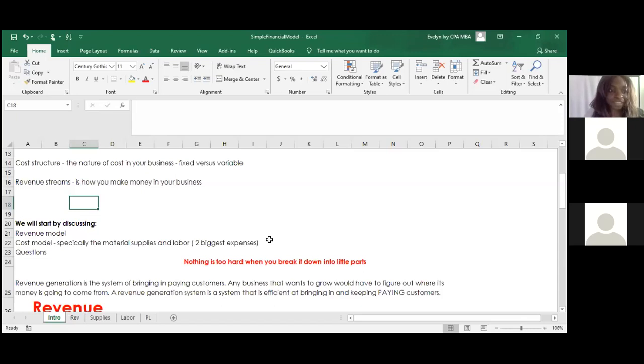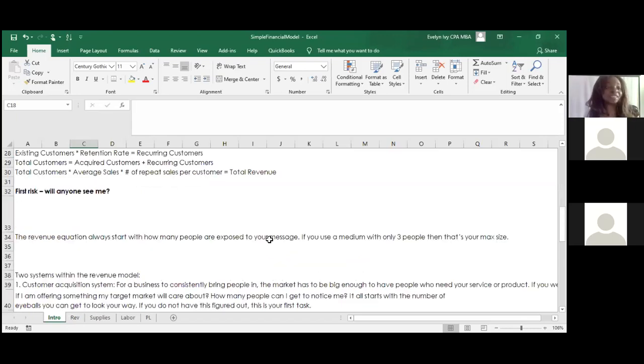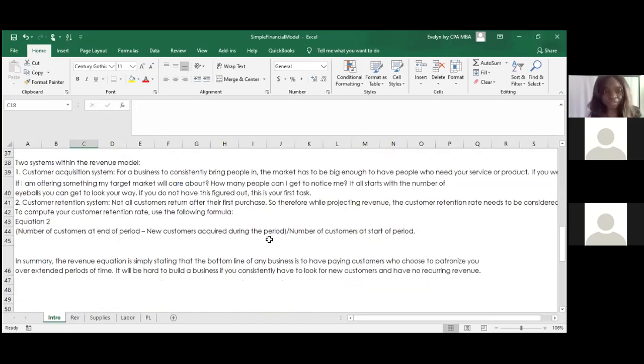So the summary is there are 2 systems within the revenue model. There's the acquisition model, there's a retention model. Basically, your revenue is a function of how well you can acquire customers and how well you can keep them. And your expenses are a function of your revenue and how much work needs to be done, because your revenue determines how much work needs to be done.